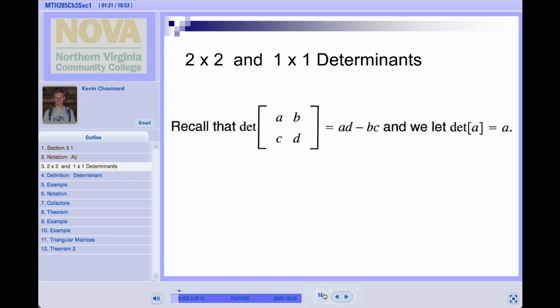Before we get into determinants for larger matrices, let's go back and recall what we had earlier for the determinants of the small 2 by 2 and 1 by 1 matrices. For the matrix with rows A, B, and C, D, the determinant is calculated by taking the product of the entries on the main diagonal, AD, minus the product of the entries on the opposite diagonal, BC. And for the determinant of a 1 by 1 matrix, it's just the single entry.